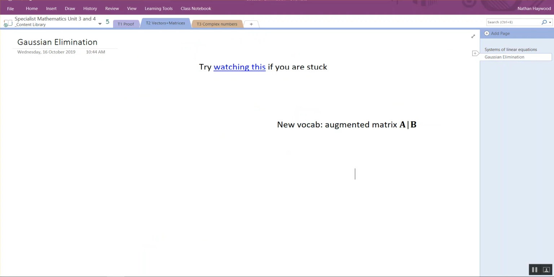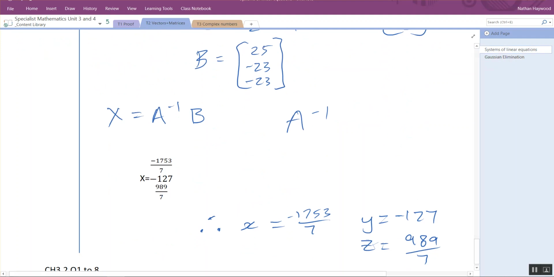25. So Gaussian elimination, we'll do that tomorrow. If you want to kind of read ahead, there's a video on OneNote if you want to watch that before tomorrow. Otherwise, have a go.